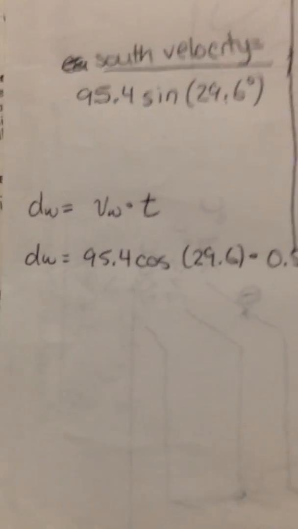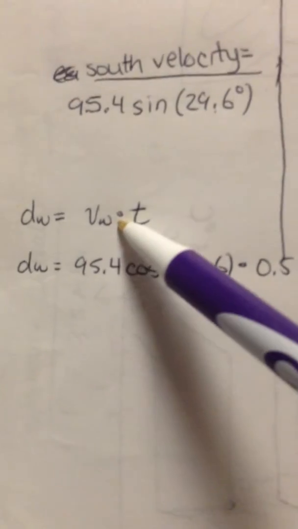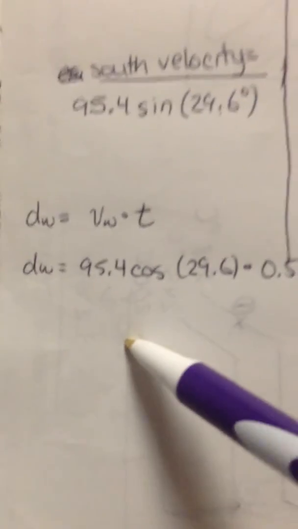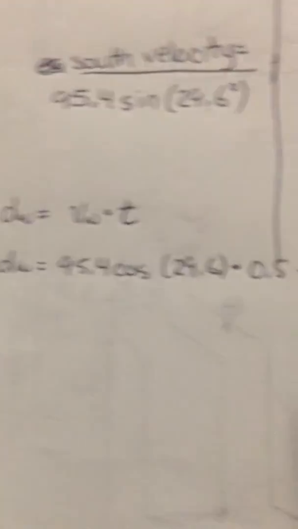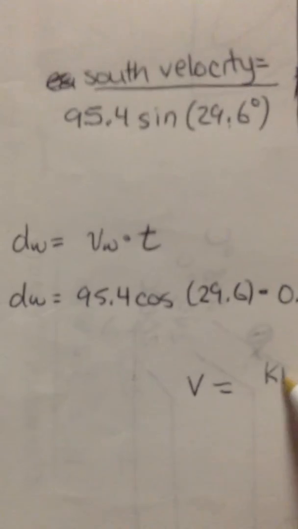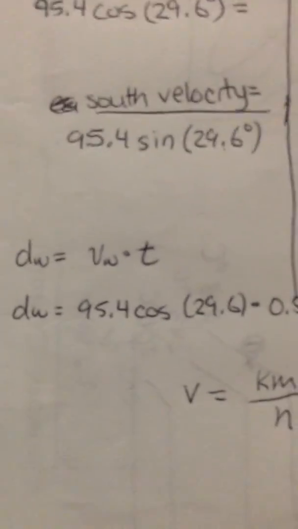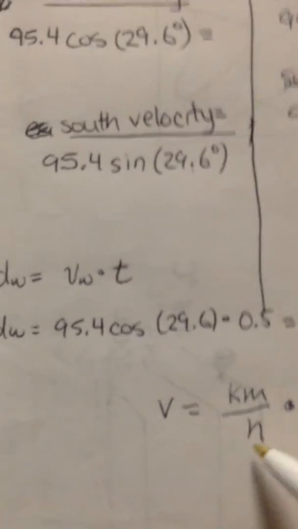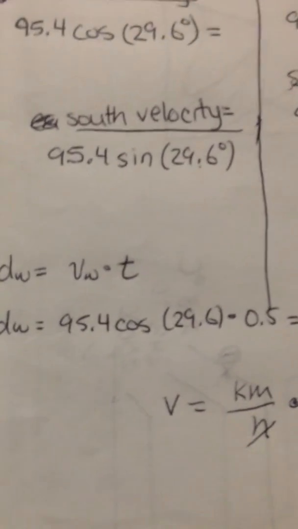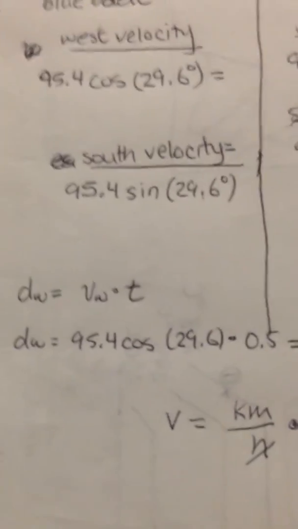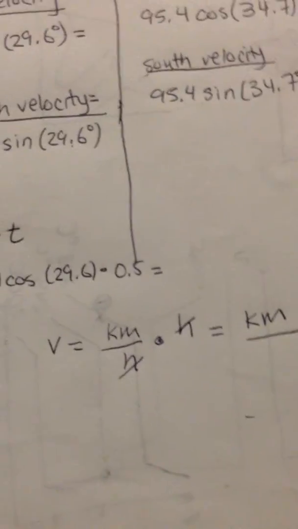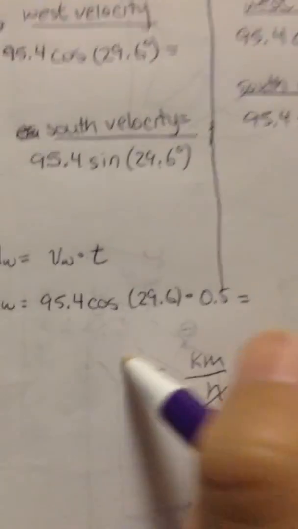Now to get the distance, you just take the velocity in the west direction for the blue boat and multiply it by time. The units for velocity are kilometers over hours, and you multiply by time, which is in hours. The hours cancel out and you're left with kilometers, so your distance will be in kilometers at the end. So yeah, the same thing for distance.